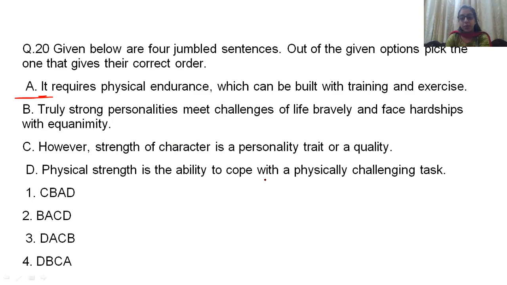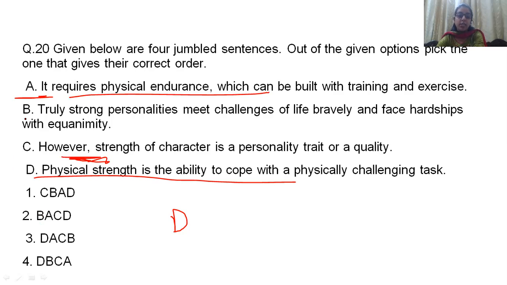Now, to identify the introduction, students, you should know what we're talking about. In this conversation, we're talking about physical strength. So the introduction should start with physical strength. So without any doubt, D will come first. Then you will write "truly strong personality" or "however." But with "however," you should talk before about it, no? So "it requires physical endurance." What requires? Physical strength requires. So DA. Now, "however, strength of character is a personality trait" is going to be third and B is going to be last.